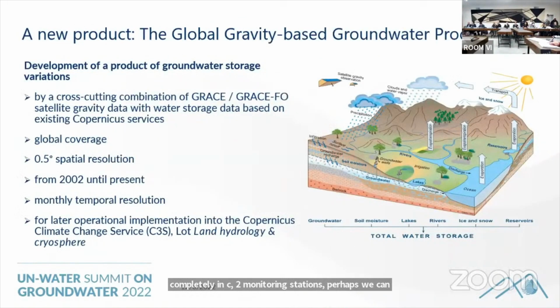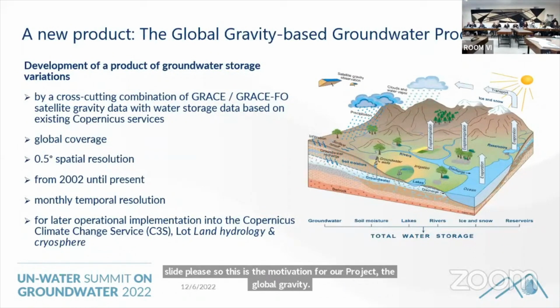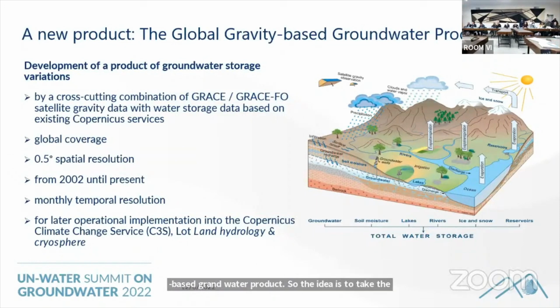So this is the motivation for our project, the Global Gravity-Based Groundwater Product. So the idea is to take the results from GRACE and GRACE Follow-on, so the satellites that Jay mentioned before, and also data from the Copernicus services, which is the monitoring network of Europe, and create a product that has global coverage, 0.5 degrees of spatial resolution. It will be from 2002 until the present. It will have monthly temporal resolution. And more importantly, the idea is that this is an operational product at the end, and it will be part of the Copernicus Climate Change Service. This is the idea we have.